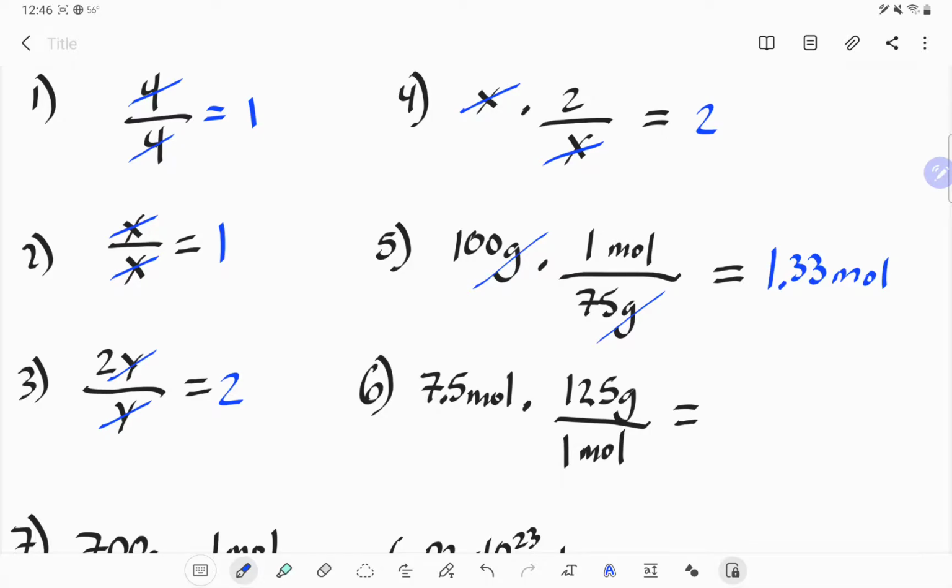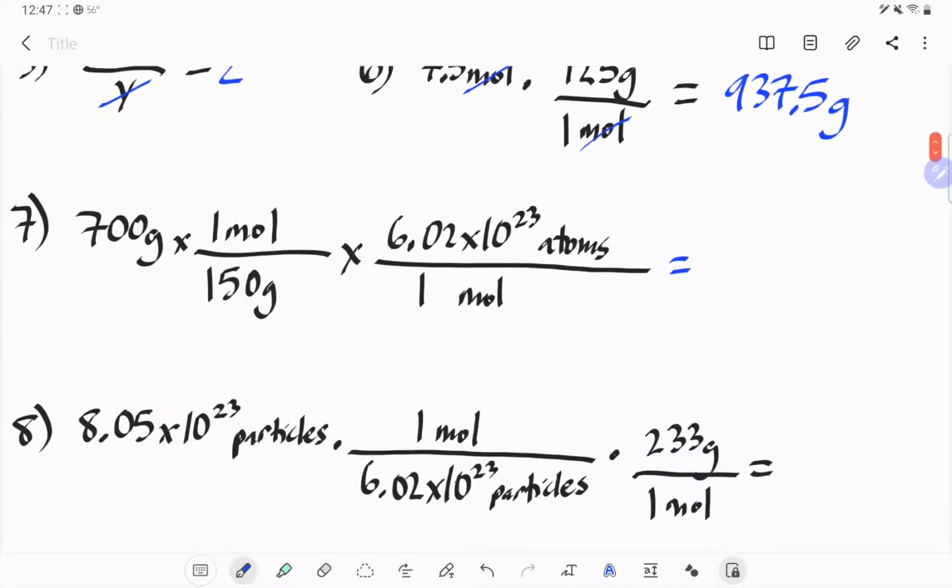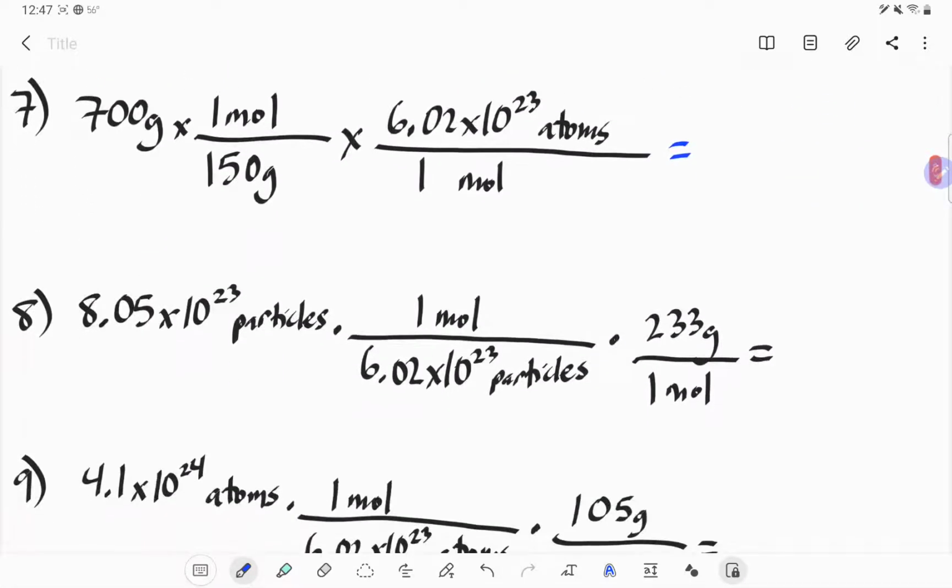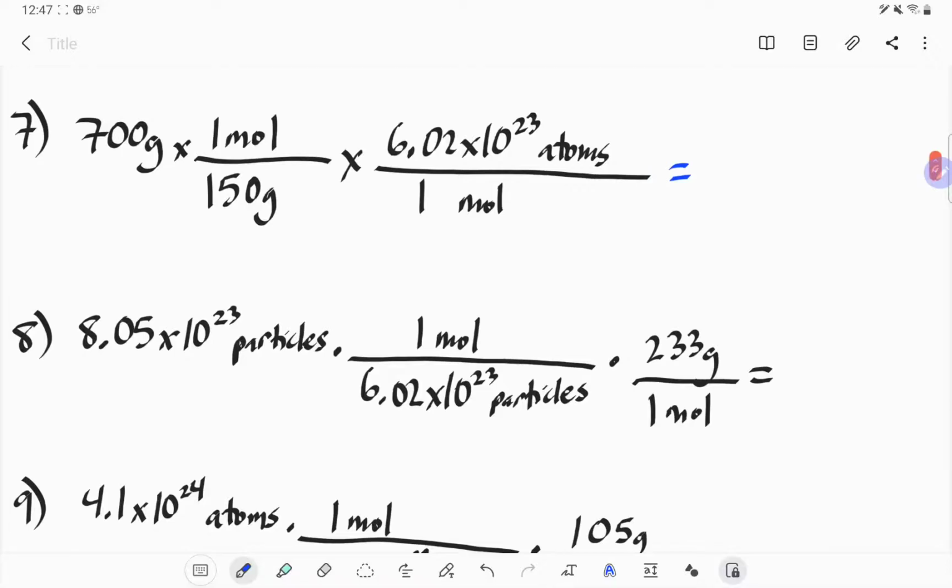So here I have 7.5 moles times 125 grams divided by 1 mole. So moles are going to cancel. My unit is going to be grams, because that's what's left over. And then I'm going to type that into my calculator, and I get 7.5 times 125. I will get 937.5 grams, because grams is left over. All right, moving on to number 7. We'll make the things a little bit harder each time.